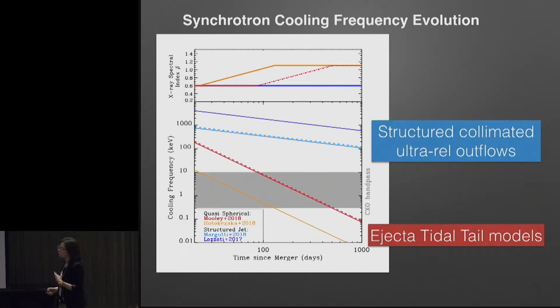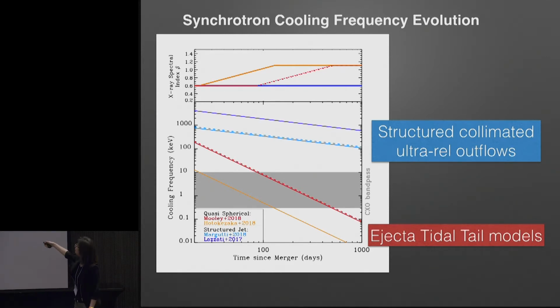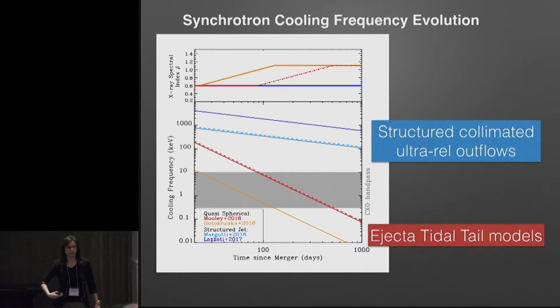So here is a plot where I translated what I just said. Here you have the cooling frequency versus time. And you can see that in ejecta tidal tail models, either this or that, the cooling frequency should go through the Chandra passband. And look at the time scale. Right now we are at 260 days, we are here. So in this model, you would expect to see a break in your data.